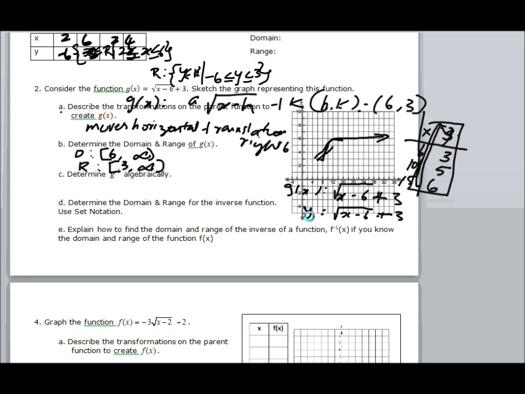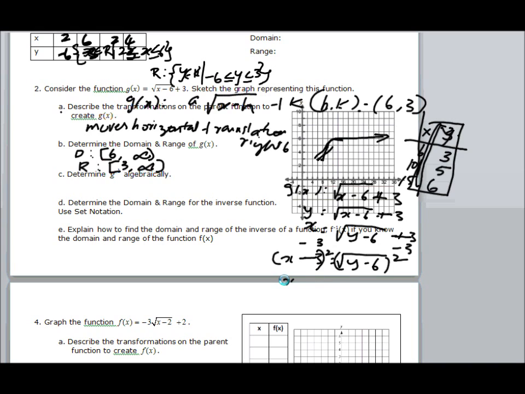Oh, sorry, before that we need to switch x and y. So we switch x and y. And the third step is to solve for y. So in the process of solving for y, we first subtract 3 on both sides. So this becomes x minus 3 is equal to the square root of y minus 6. Now you have to square both sides to get rid of the square root.